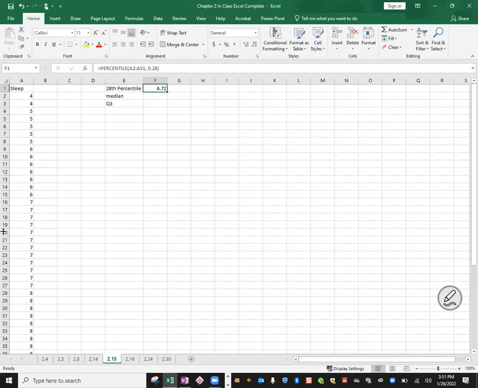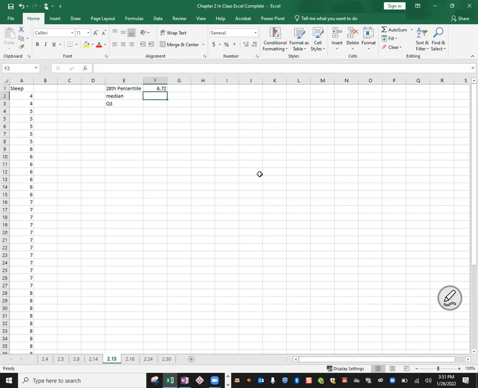The reason we get 6.72 instead of 6.5 is because Excel has a more exact way of finding that percentile. The way we do it by hand is actually a rounded form, so there's a rounding error. So the 28th percentile is closer to 6.72 when you have that more complex formula. But we don't want to do complex formulas by hand. So we have our by hand formula, and then if we need a more exact answer, we can use Excel.